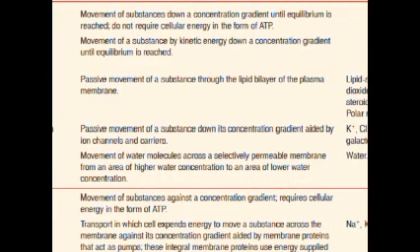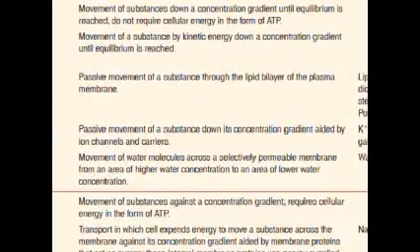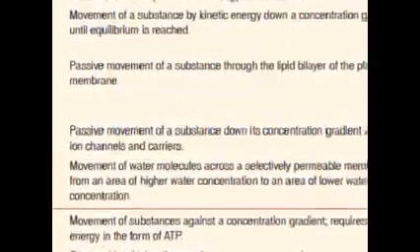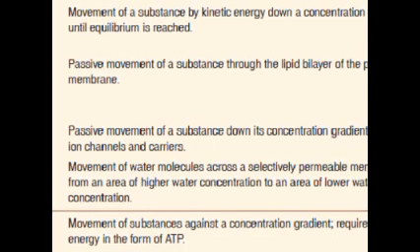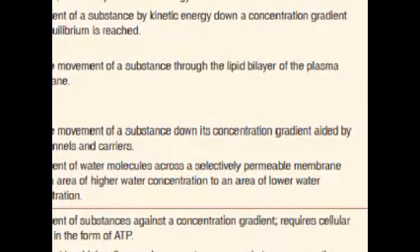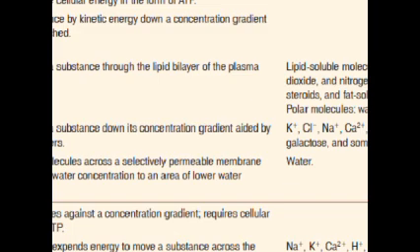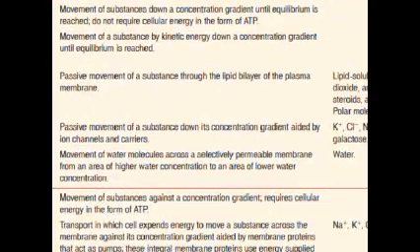Facilitated diffusion: passive movement of a substance down its concentration gradient, aided by ion channels and carriers. Substances transported: potassium, chloride, sodium, calcium, glucose, fructose, galactose, and some vitamins. Osmosis: movement of water molecules across a selectively permeable membrane from an area of higher water concentration to an area of lower water concentration. Substance transported: water.